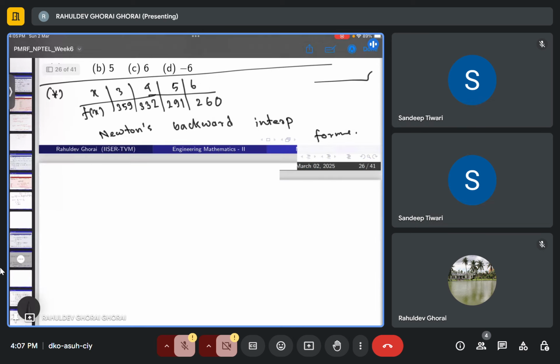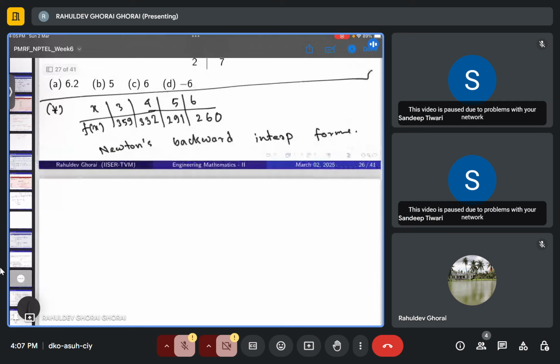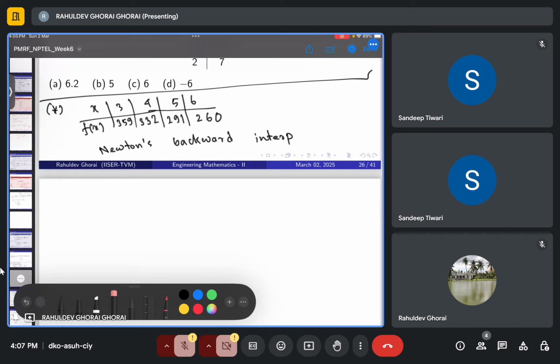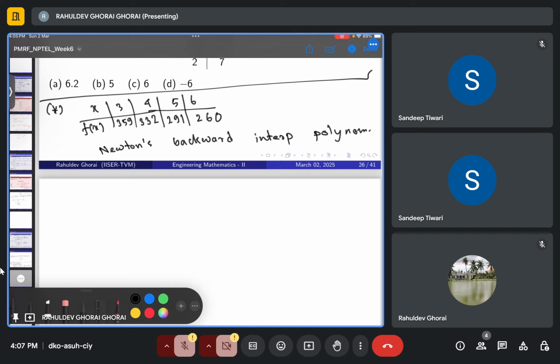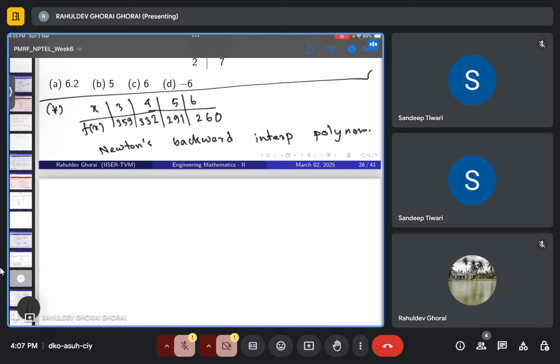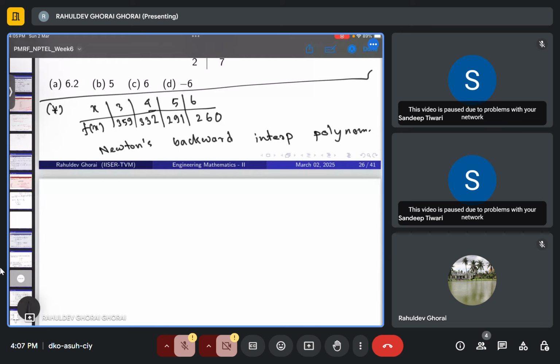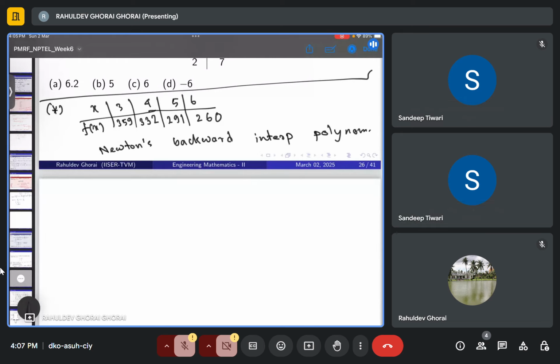What will be that? Newton's backward interpolation polynomial. Maybe the values one can reduce, but yeah, it will be easy. Still, it will be easy.